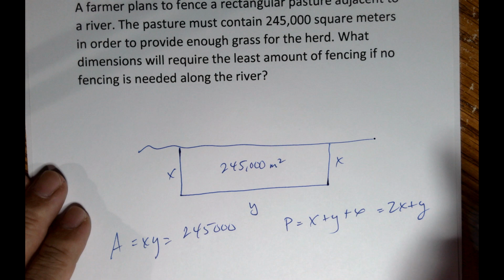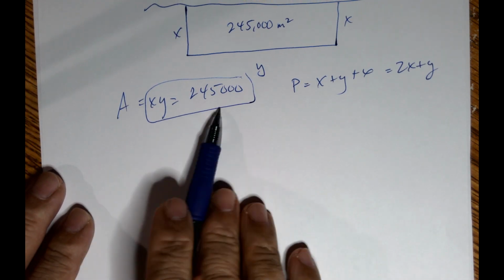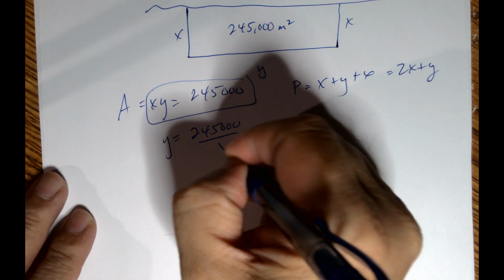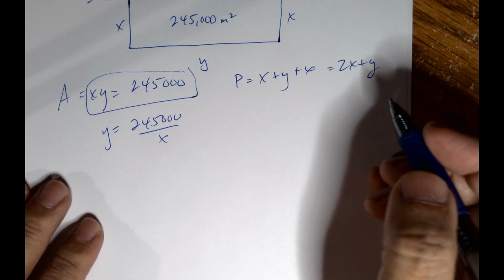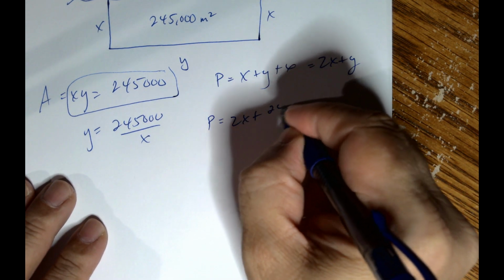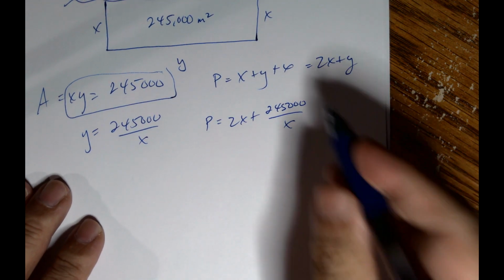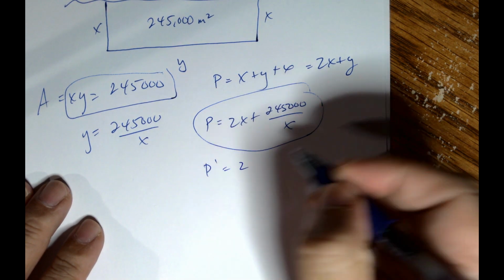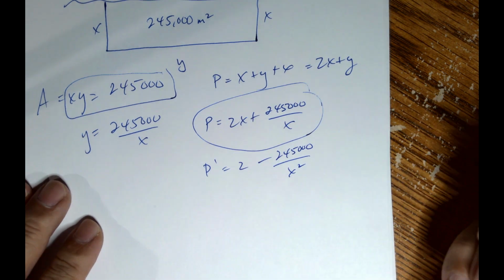All right. Now, this relationship allows us to rewrite one variable in terms of the other. So let's make y equal to 245,000 over x. We're going to replace the y with 245,000 over x. So perimeter equals 2x plus 245,000 over x. Now this is what we want to minimize. So that's going to be P prime equals 2 minus 245,000 over x squared.